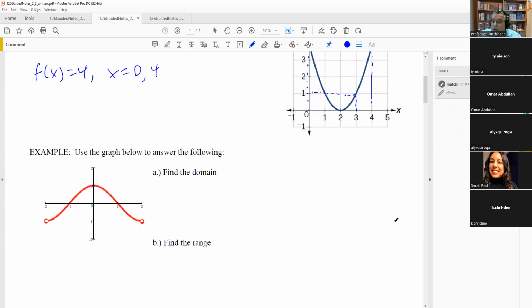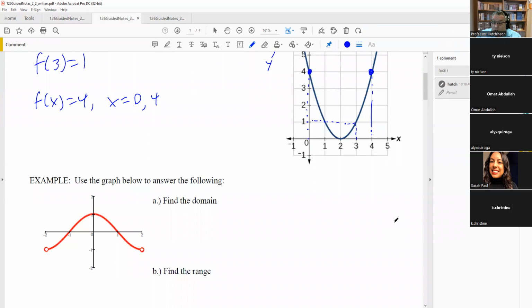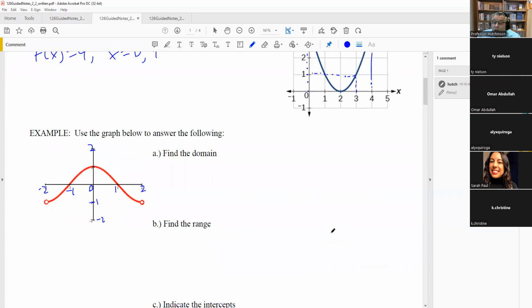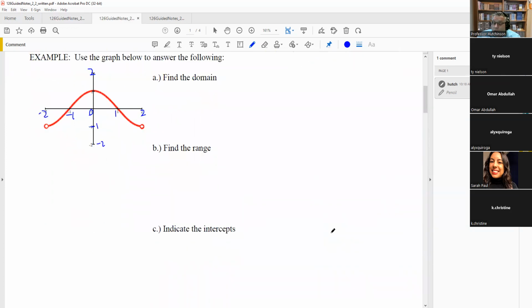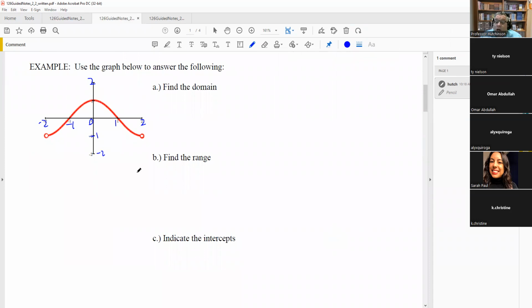Okay, so now let's do another one here. We have this, and it might be hard to see on your screen here, so I'm going to make these a little bigger. This is -2, 2, this is 2, this is 1, 0 and 1, -1. So just to make that a little bit clearer for you. -1 and -2 down here. Okay, so for this problem, we want to find the domain and the range, and also the intercept. So we're going to find these three things on this problem.